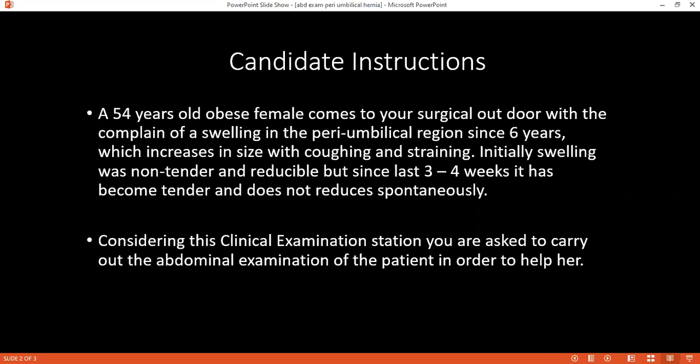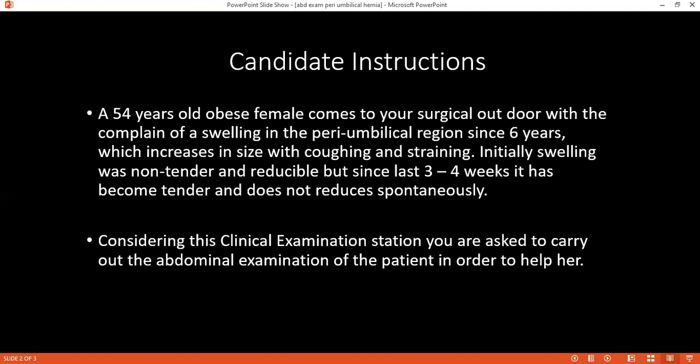Also in the peri-umbilical region, I will try to see if I can reduce the swelling if it is possible, but if it is not, I won't force it. If there are features of inflammation, I won't bother to reduce it, so as not to push gangrenous or inflamed content back into the abdomen. Then I'll try to palpate the abdominal aorta to see if there is swelling, if it's possible. But if the pain is too much, I won't do that.